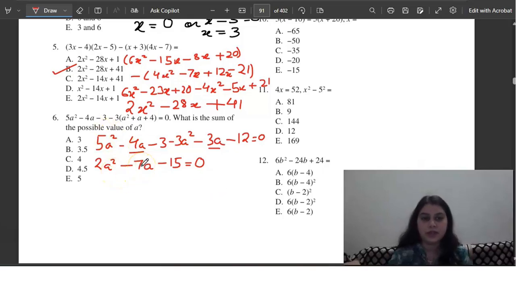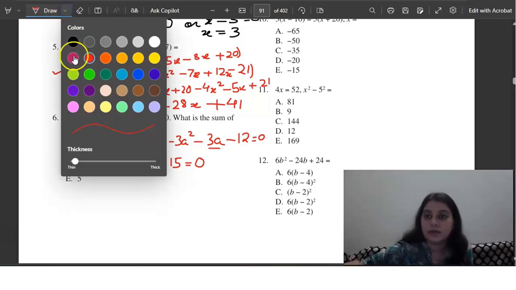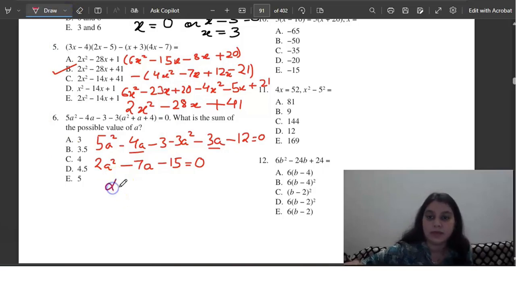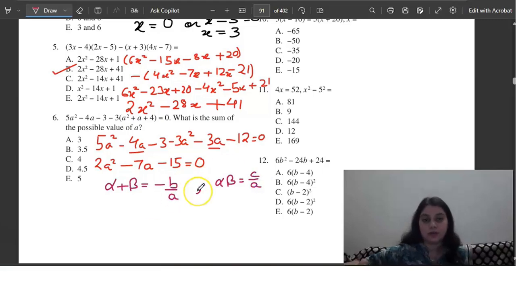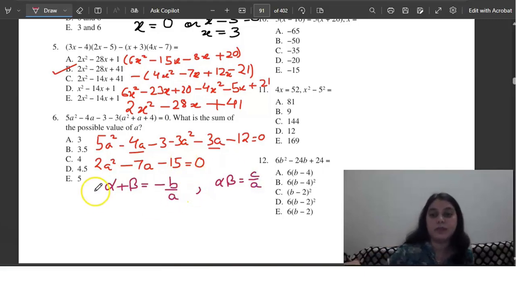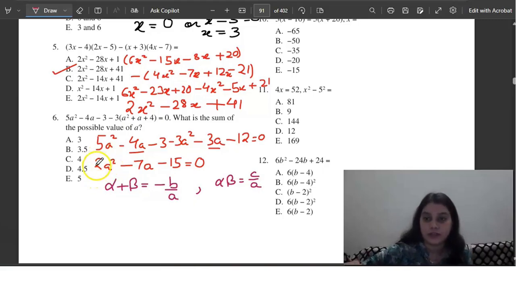Or if you don't want that, you can use the quadratic formula. But we also have a direct formula to find the sum of the roots and product of the roots. Sum of the roots that we generally represent by alpha and beta. So alpha plus beta is minus b upon a for sum. I'll write the product formula also if you need it. Alpha into beta is c upon a. Okay, this is the formula for sum of the roots and product of the roots. A, B, C are definitely A is the coefficient of x square, or in this case A square. B is the coefficient of x, or in this case A. And C is this constant term.